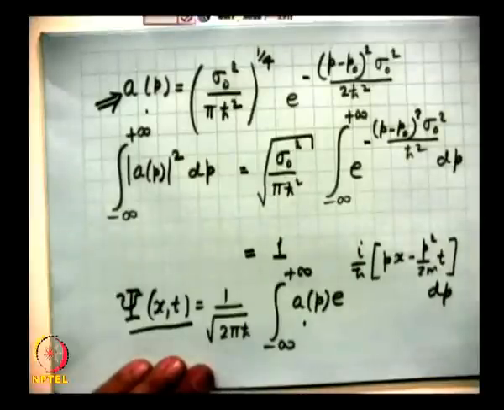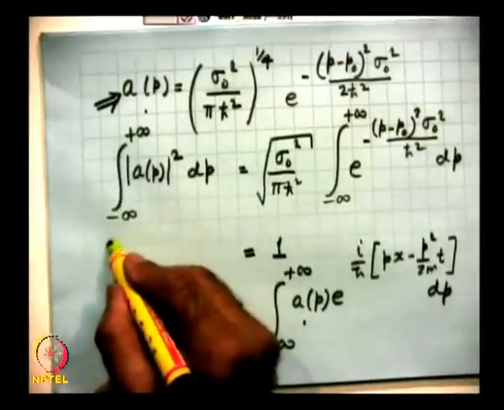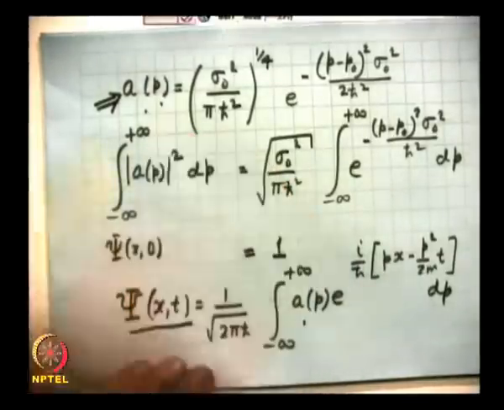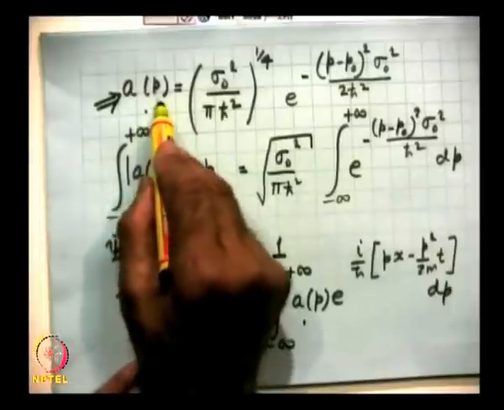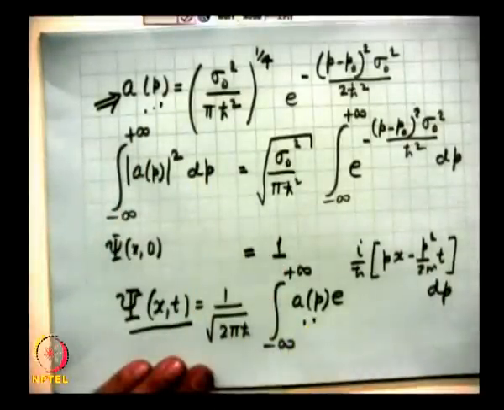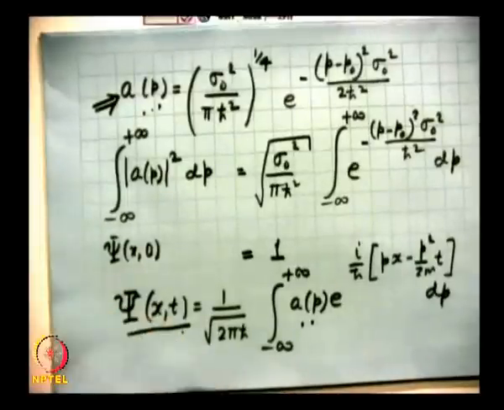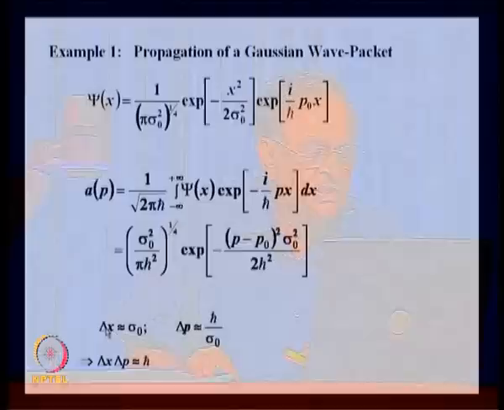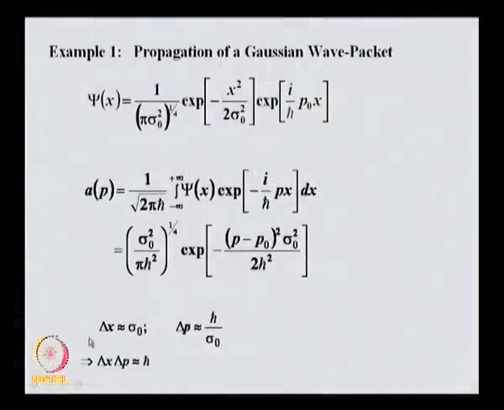So, I have solved the problem: by knowing psi of x comma 0 at time t equal to 0, I found out what A of p is. Once I find A of p, I can substitute it here and carry out the integration to calculate psi of x comma t. So, if the particle is localized within a distance of sigma naught, then its momentum spread is of the order of h cross by sigma naught. So, my uncertainty principle is contained in the solutions of this equation.